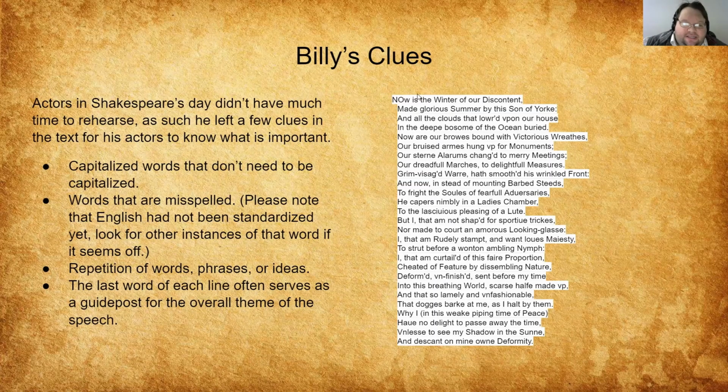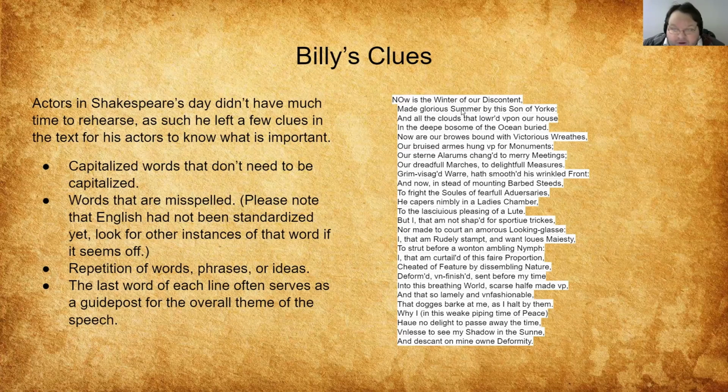So let's take a look at this example on the right side here. This is the opening speech from Richard III. Let's just look at it line by line. "Now is the winter of our discontent." Well, right there in the first line, we have two of them, winter and discontent. Those words have no good reason to be capitalized. So we know that if we're speaking the speech, we have to really hit those words. Those are important. "Now is the winter of our discontent."